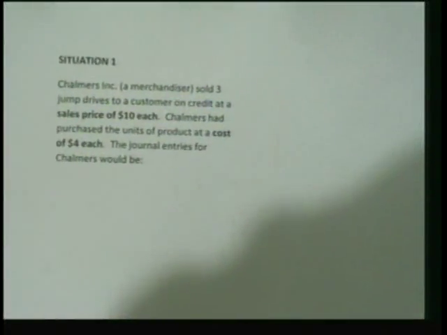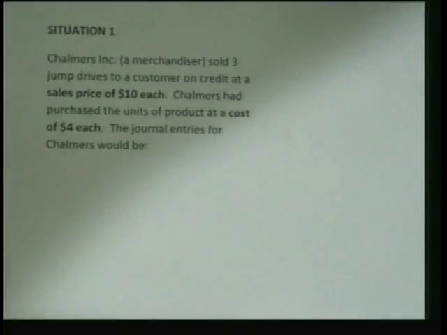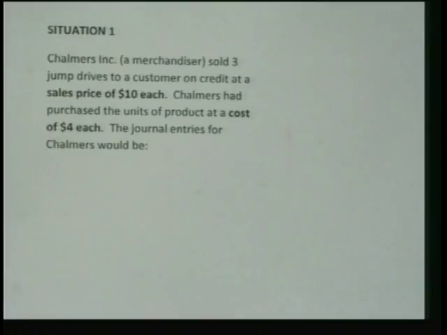All right. Great. Okay. We're going to dive right in then to more Chapter 6 lecture, all right? Let's look at a little example of the situation we're going to be dealing with. Let's look at this example on the screen. Now, if you have a few seconds, go ahead and do the journal entries for that situation, okay? We know from Chapter 5 that there are two journal entries here, okay? But what it says is Chalmers, Inc., a merchandiser, sold 3 jump drives to a customer on credit at a sales price of $10 each.